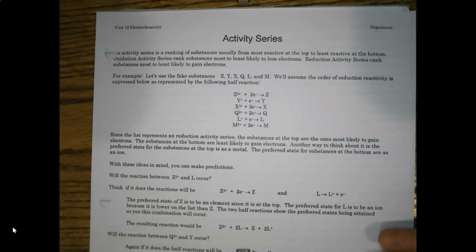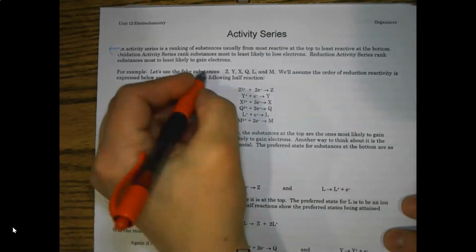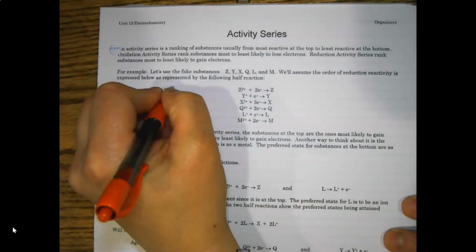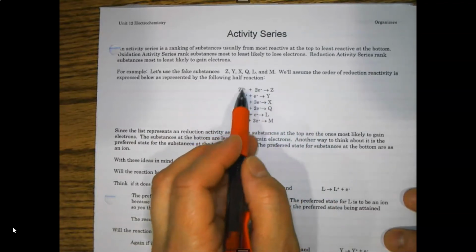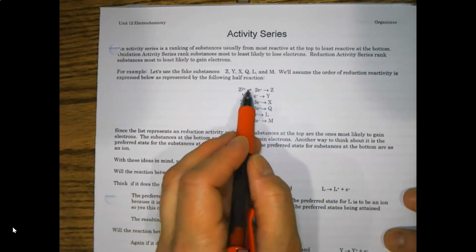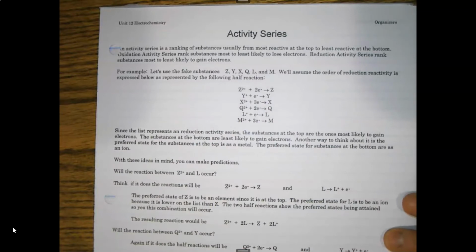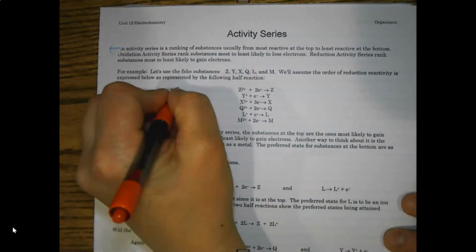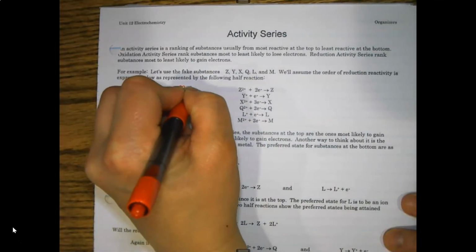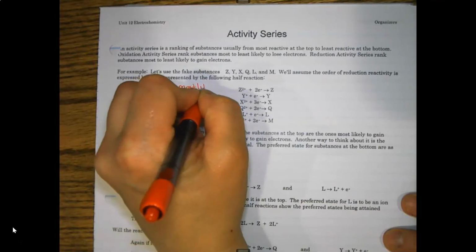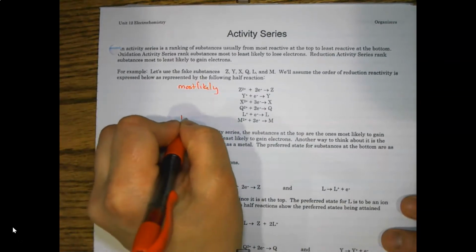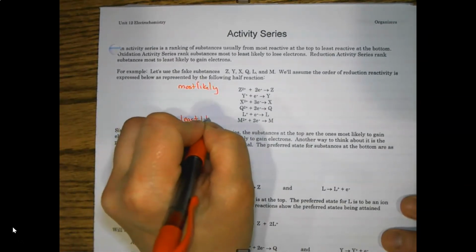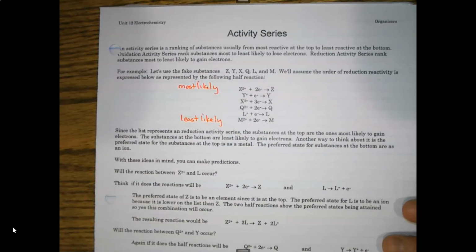And just as a reminder, an activity series shows that the substances at the top most want to undergo that reaction. So the metal ions at the top are the ones that want to become neutral. So they want to gain. So most likely to happen are the ones at the top. Least likely to happen are the ones at the bottom.